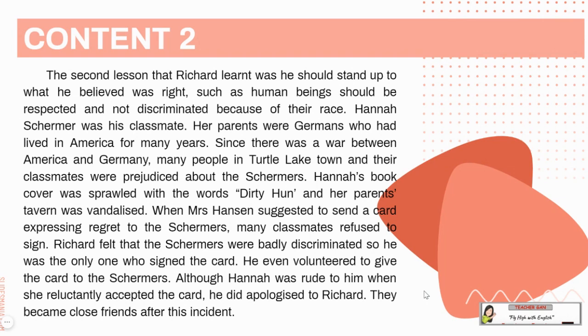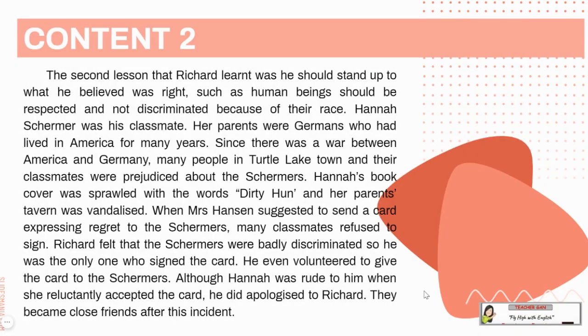Now let's look at content 2. The second lesson that Richard learned was he should stand up to what he believed was right, such as human beings should be respected and not discriminated because of their race. Hannah Schirmer was his classmate. Her parents were Germans who had lived in America for many years. Since there was a war between America and Germany, many people in Turtle Lake Town and their classmates were prejudiced about the Shermers. Hannah's book cover was sprawled with the words Dirty Hun, and her parents' tavern was vandalized.